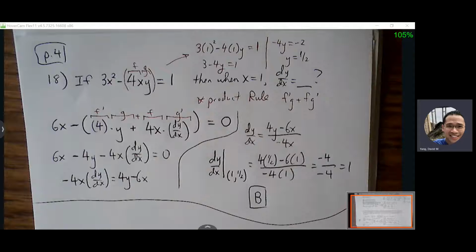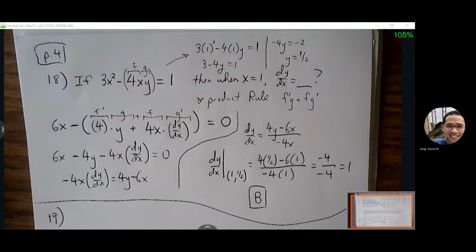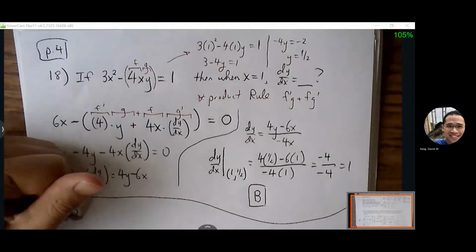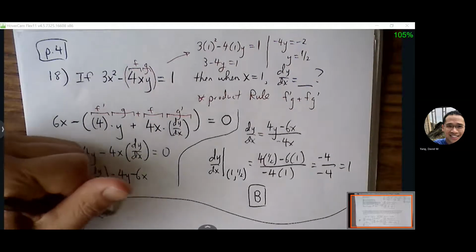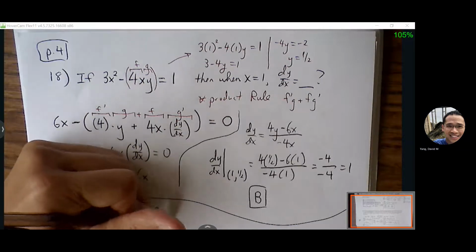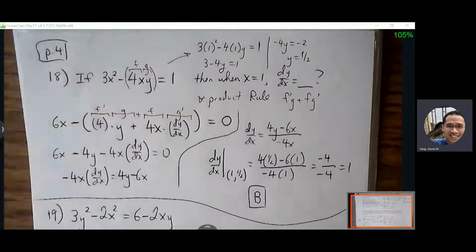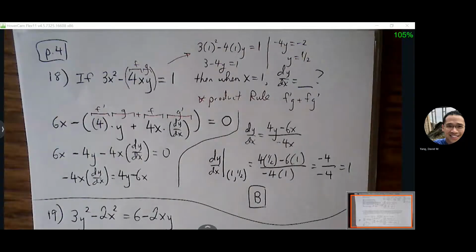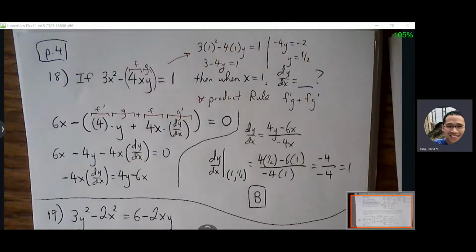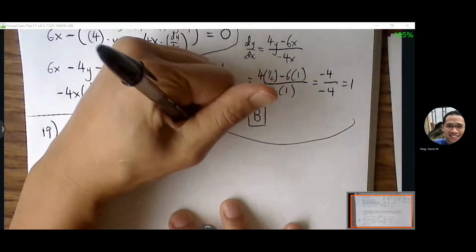Okay, I'd like to do another implicit problem with you. So let's look at number 19, very bottom of page 4. Nineteen says, find the slope at 3, 2. Same idea here.